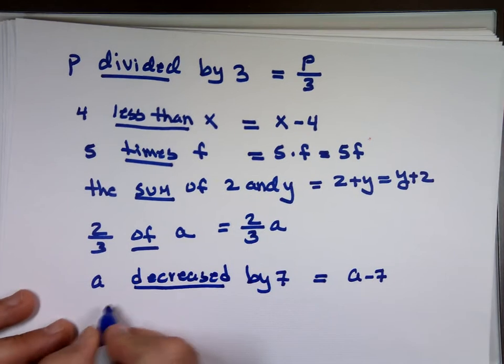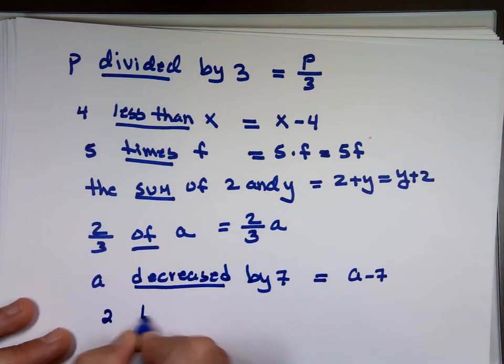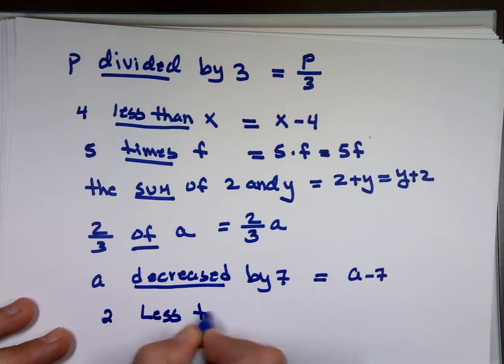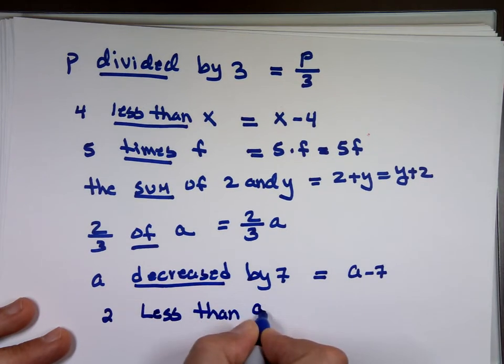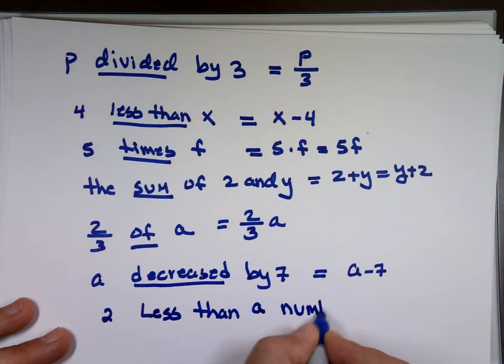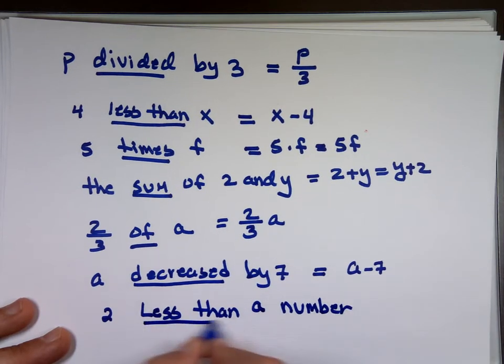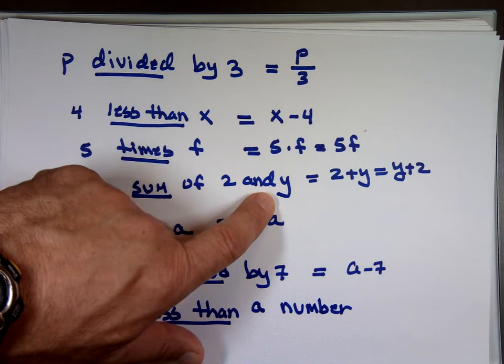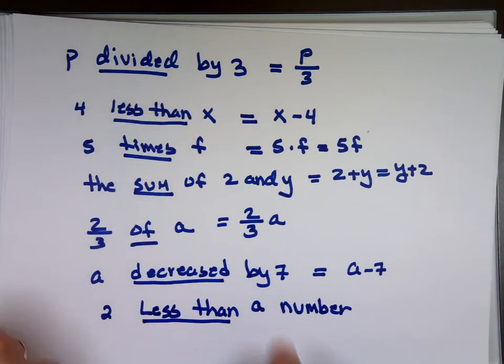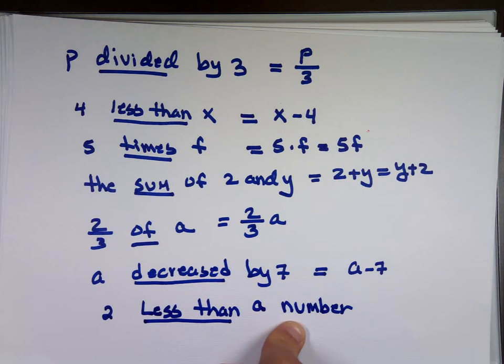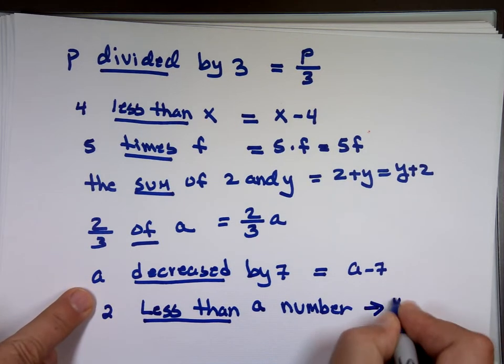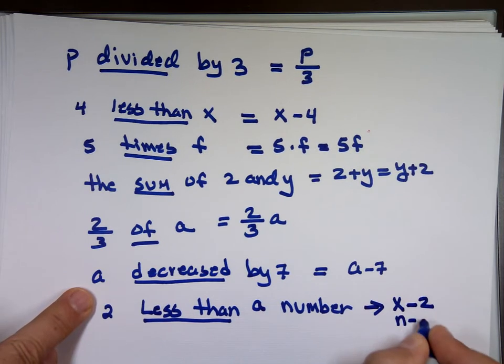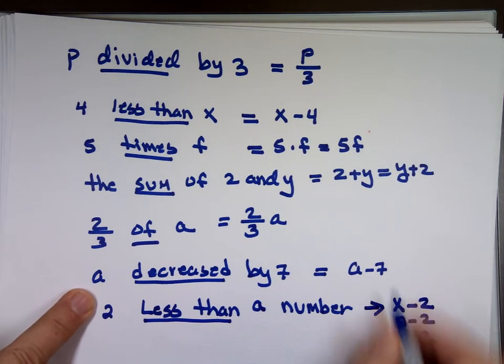Let's try this. 2 less than a number. Now notice the other ones, they always said A is decreased by the sum of 2 and y, 4 is less than x. Now they're not telling us what the number is. Could be x, yep. You can use any variable you want to use. I can use x, I can use n, so you can write that x minus 2. I can write that n minus 2. I can write that y minus 2. Doesn't matter what letter we use.